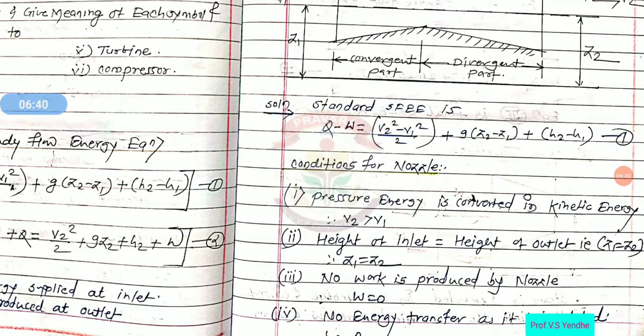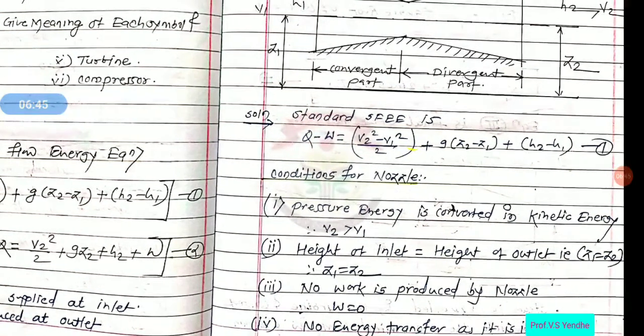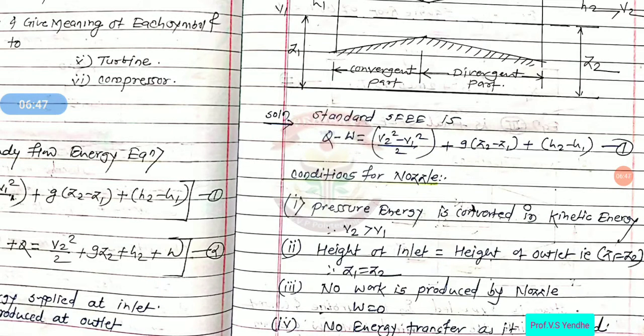Now, to apply the steady flow energy equation to the nozzle, first we have to write the steady flow energy equation: Q minus W equals, in the first bracket, V2 square minus V1 square divided by 2, plus g into Z2 minus Z1, plus H2 minus H1. This is the first step. In such a type of question, we first write the steady flow energy equation, then put in the various conditions about the behavior of that device.